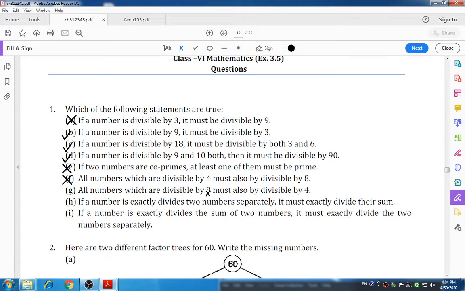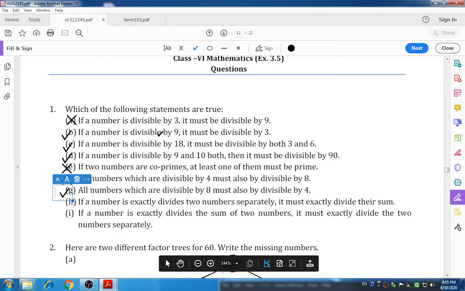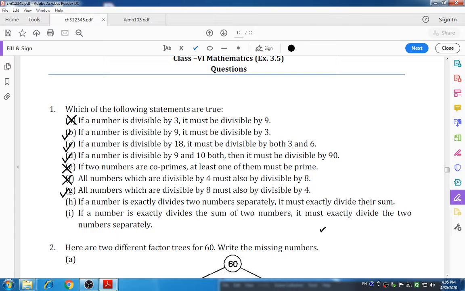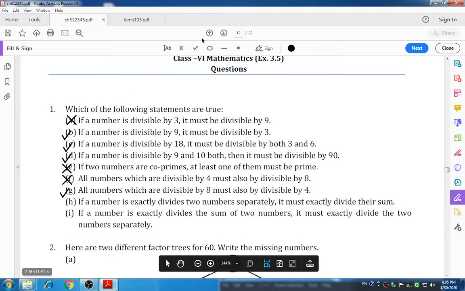All numbers which are divisible by 8 must also be divisible by 4. Yes, correct, because 8 twos are 16, 8 threes are 24. Each multiple of 8 is divisible by 4. So this statement is correct. If a number exactly divides two numbers separately, it must exactly divide their sum. Yes, correct. If we have to find half of two numbers, we can first add them and then halve it. So this statement is correct.